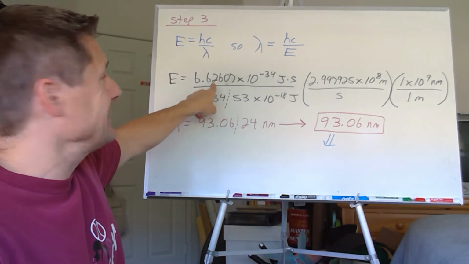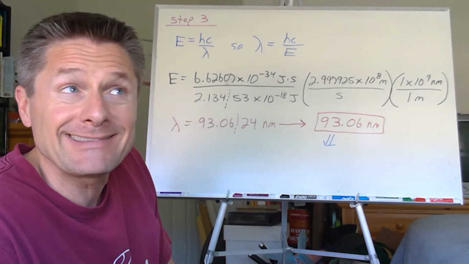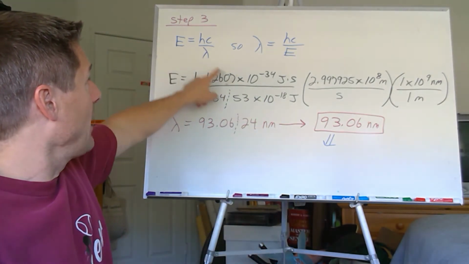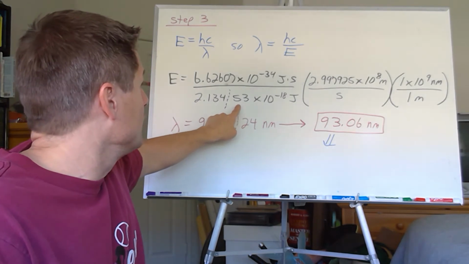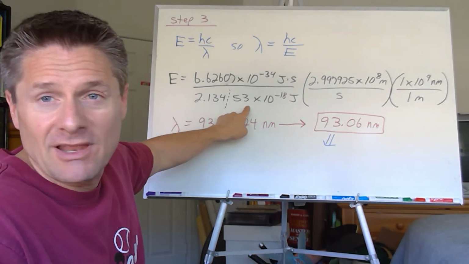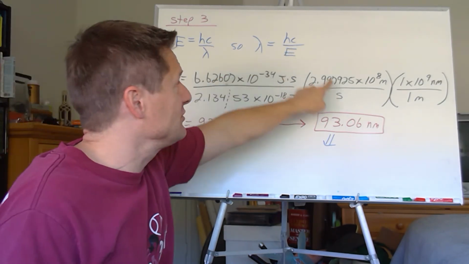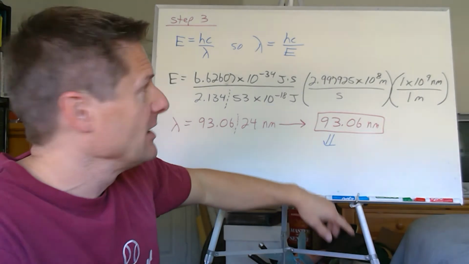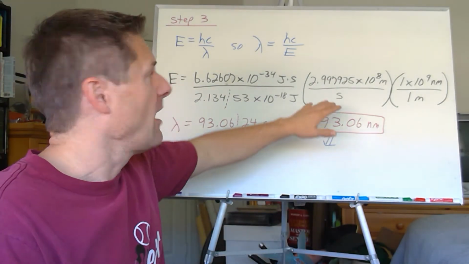So Planck's constant, 6.62607 times 10 to the minus 34th joules times seconds, technically per photon. You got that memorized yet? Divided by the energy that we got from the earlier step. That's a 2.13453 times 10 to the minus 18th joules, good to 4 sig figs. Multiply by the speed of light, 2.997925 times 10 to the 8th meters per second. Get that memorized? I'll give that to you though.